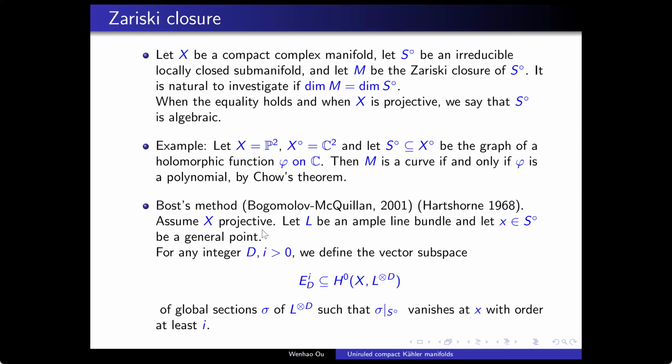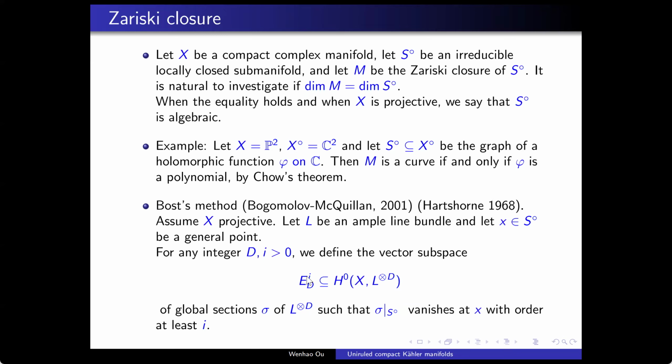So the situation is as follows. Bost, Bogomolov-McQuillan, and Hartshorne, in their consideration, X is always projective. So I assume X is projective. So there is an ample line bundle L on X. And now I take a general point x, small x, inside S0. Then for any integers D and I, we can define this space E_I,D. It is a vector subspace of the space of global sections of L to the power D.